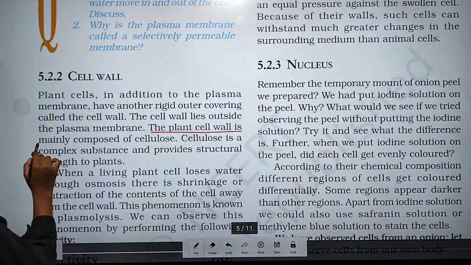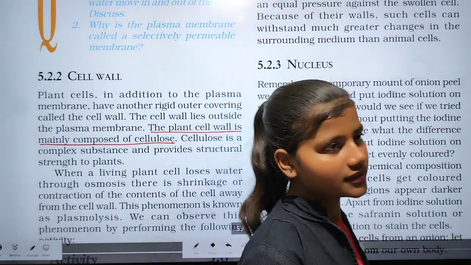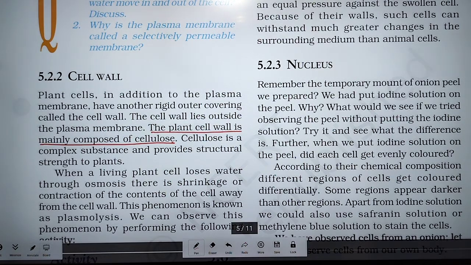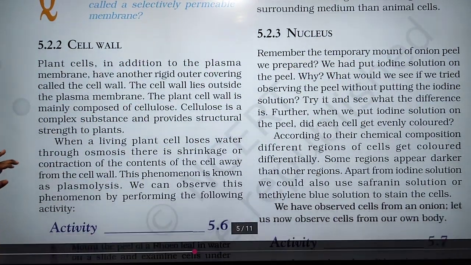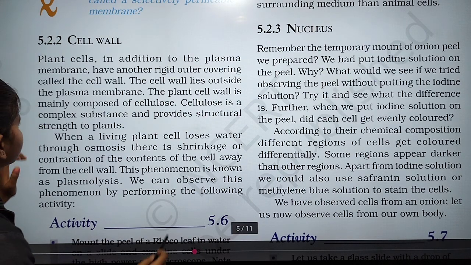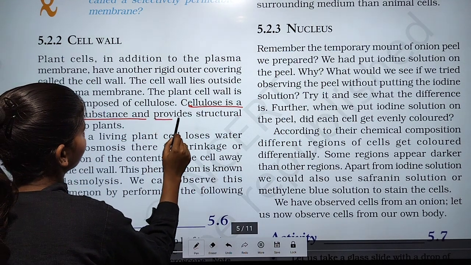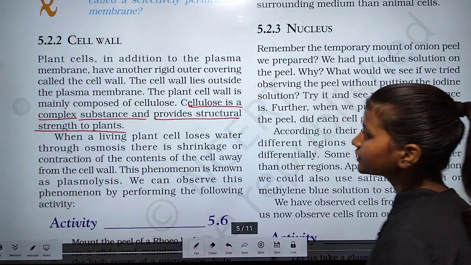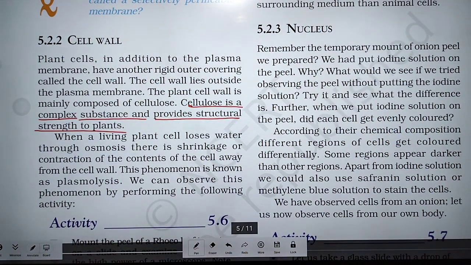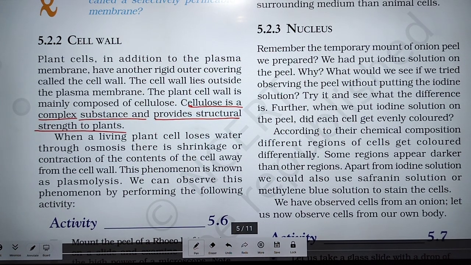The plant cell wall is mainly composed of cellulose. Cellulose is a type of chemical. Cellulose is a complex substance and provides structural strength to the plant. It means cellulose is a complex substance and it provides structural strength to the plant.